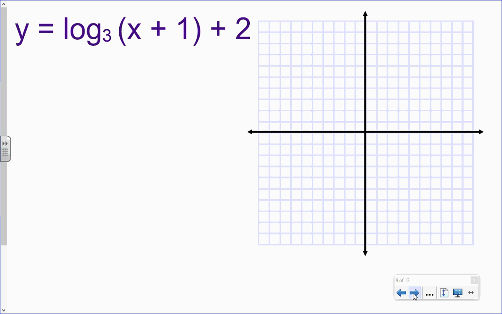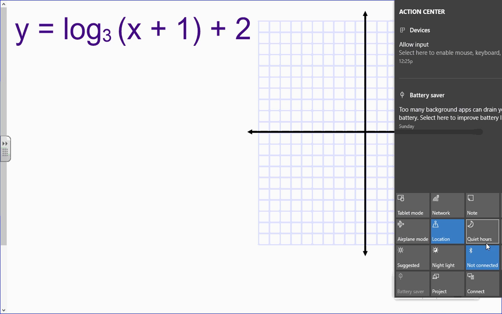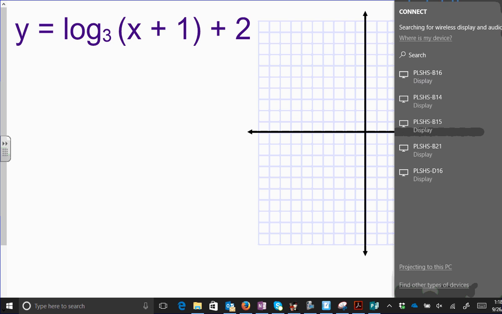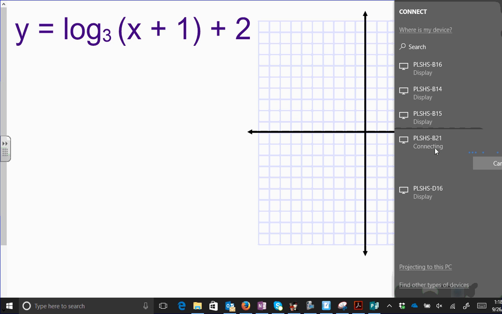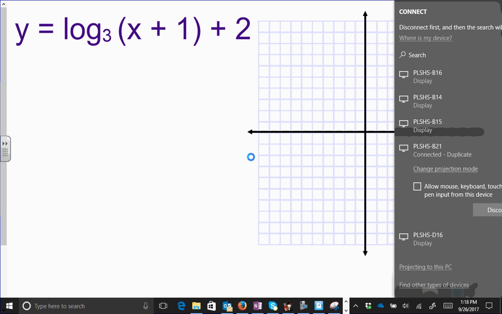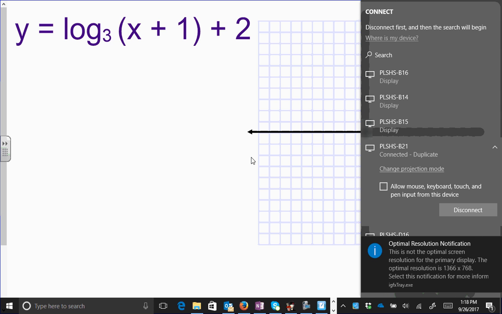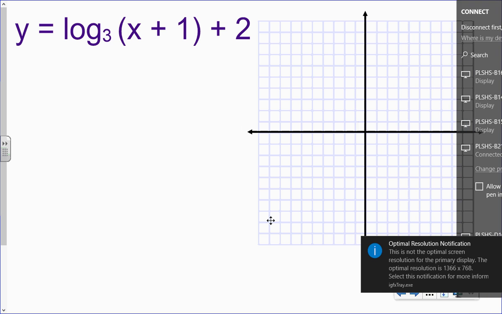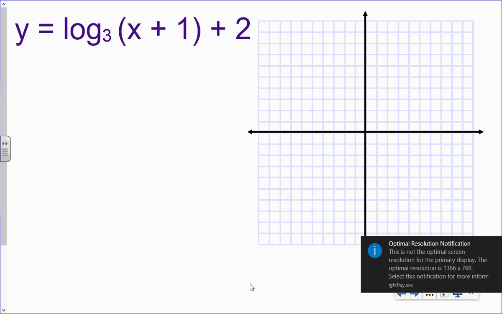Go ahead and write this one down. It's log base 3 of (x plus 1) in parentheses, and then a plus 2 at the end. I'll say it again. It is log base 3 of the quantity x plus 1, and then after, plus 2. There it is.